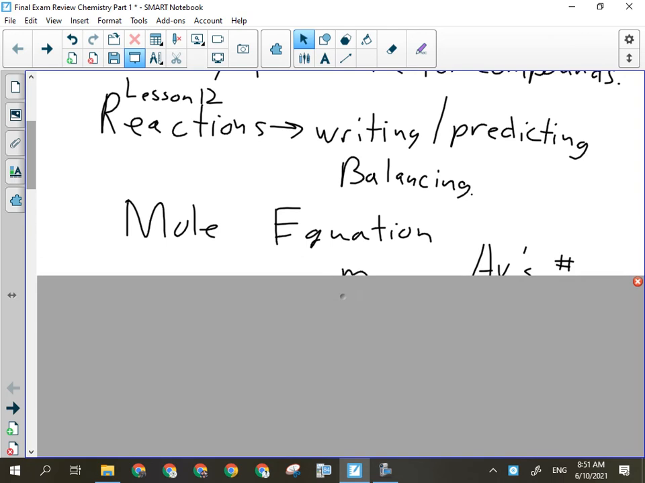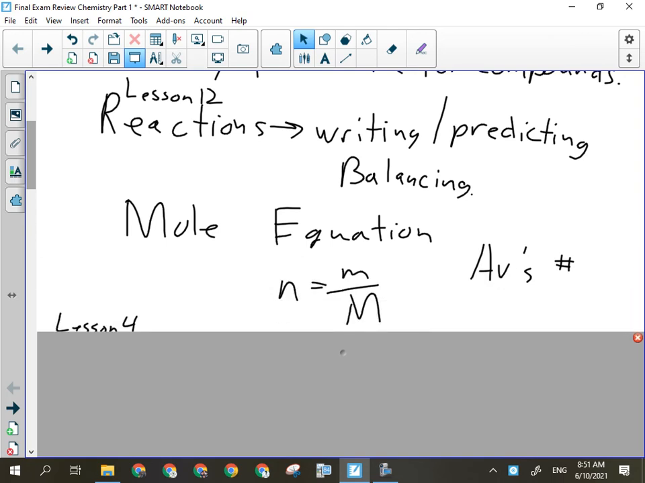All right, and then mole calculations. Moving on to two, I think it was two. Okay, mole equation problems. We went over 4. Okay.